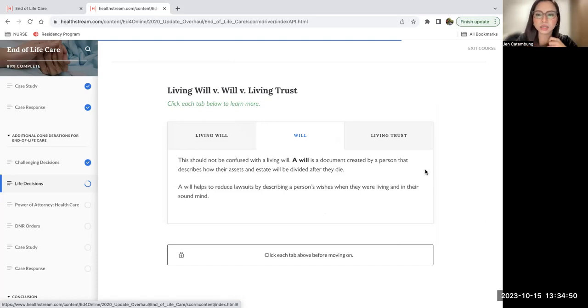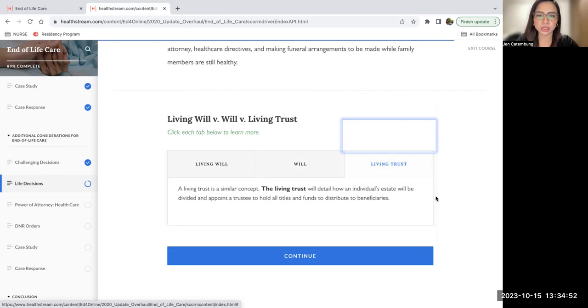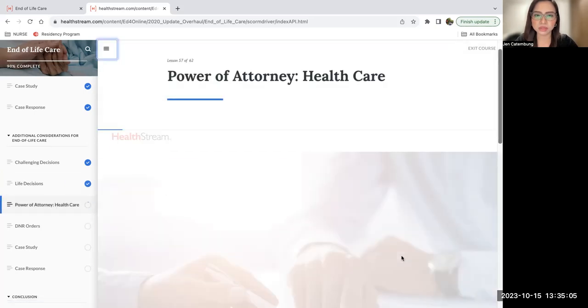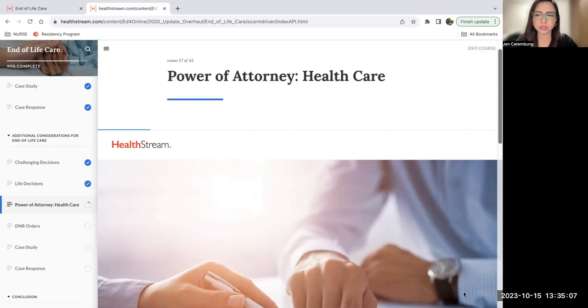Living trust. A living trust is a similar concept. The living trust will detail how an individual's estate will be divided and appoint a trustee to hold all titles and funds to distribute to beneficiaries. Power of attorney, healthcare.